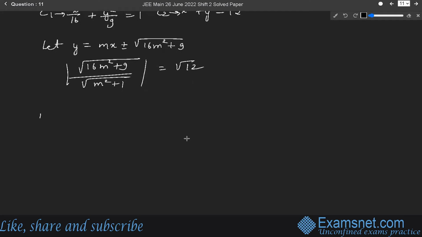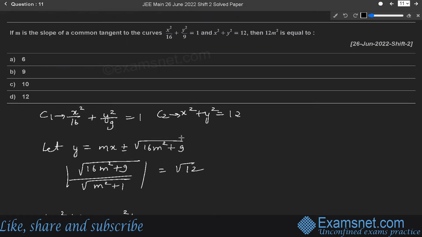Therefore, we can say that 16m² + 9 is equal to 12m² + 12. So 4m² will be equal to 3, and it implies that 12m² will be equal to 9. So we can say that the correct answer for this question is option B, which is 9.